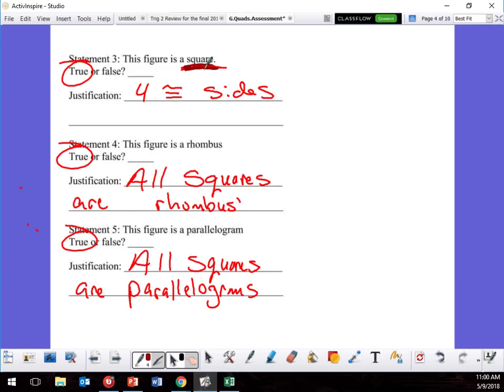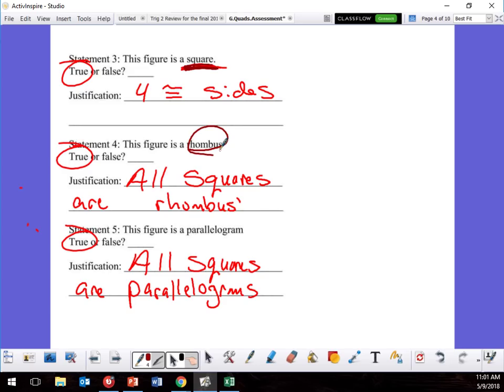So since I proved it's a square, which is all the way on the bottom, it had to be everything going up. And directly up from a square is a rhombus. So that means that it had to be true. So this one was a true. I'm sorry I messed that up yesterday. If you guys go ahead and fix that, because all squares are rhombuses.